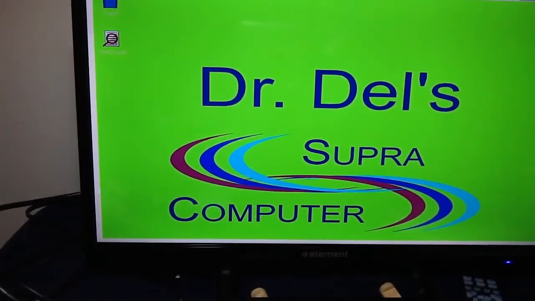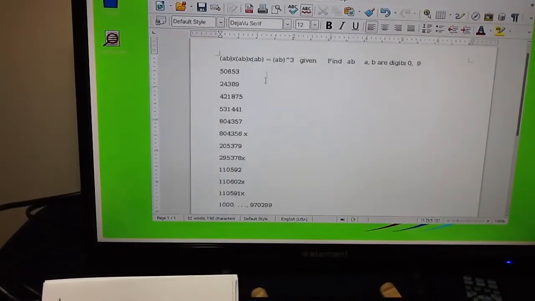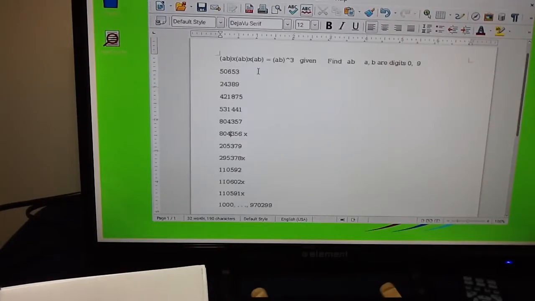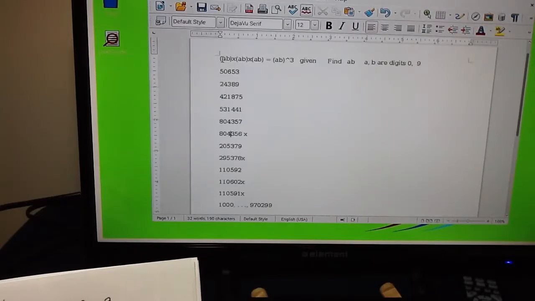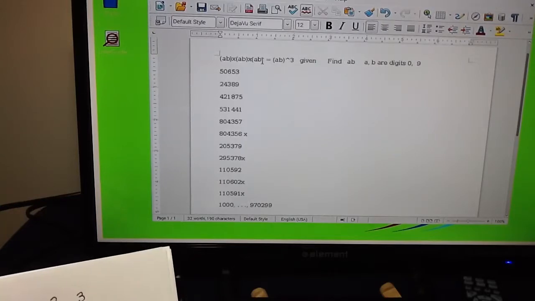Now, in order to do this, let's start off and have a little fun. I'm with the supercomputer here, and I've set up a problem that I saw on YouTube the other day. There was a guy giving an interesting talk over in England, and he said, here's a problem. Let's take any two-digit number, let's call it AB, where A and B are just digits from 0 to 9. And let's multiply that two-digit number times itself 3 times. And he let them use a calculator to do that.